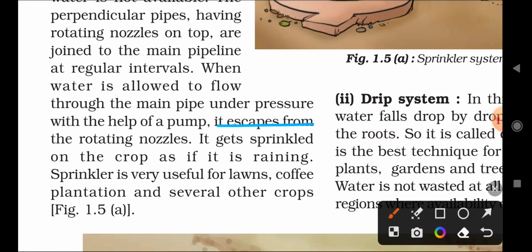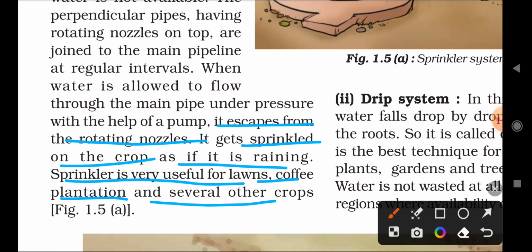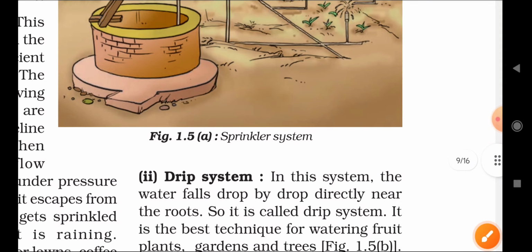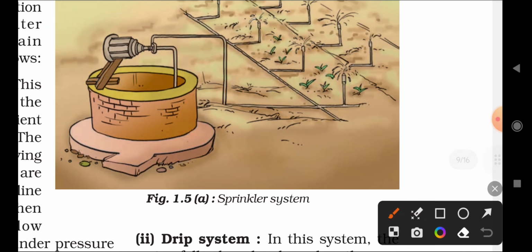So it escapes from the rotating nozzles and it gets sprinkled on the crop as if it is raining. Sprinkle is very useful for lawns, coffee plantation and several other crops. After the pressure exerted by the pump, water passes through these pipes, and at the end, at the nozzle, the water will fall like rain on the crops, right?